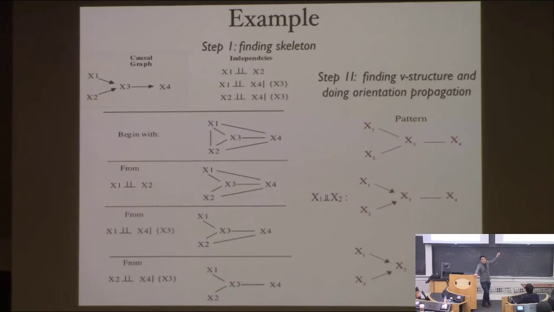X1 and X2 are independent given something, over here given the empty set. And they are adjacent to some other variable. Then this must be a V structure. And then we discover the V structure.